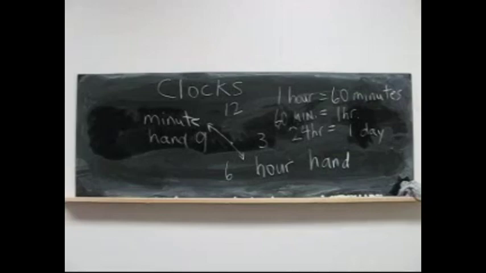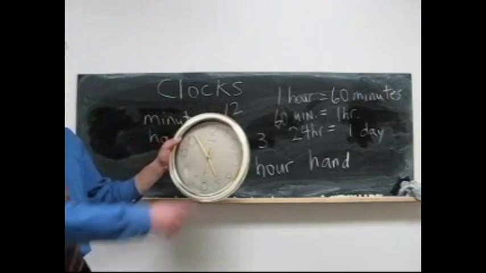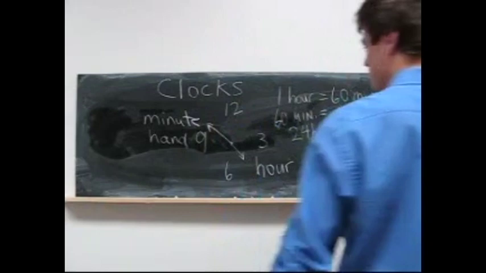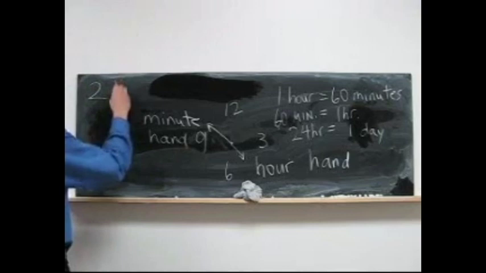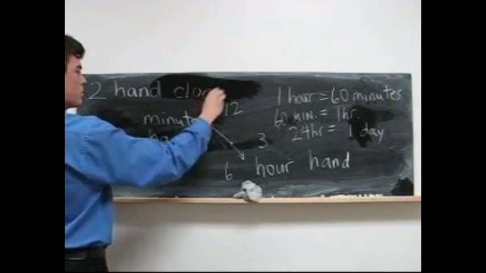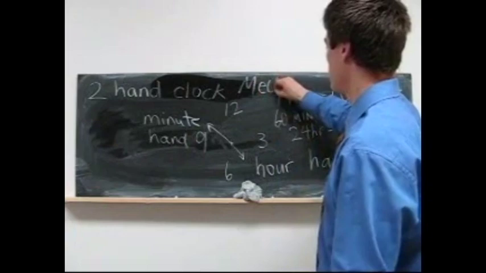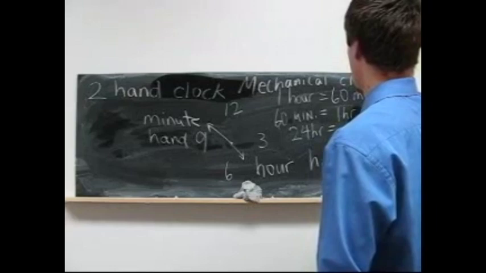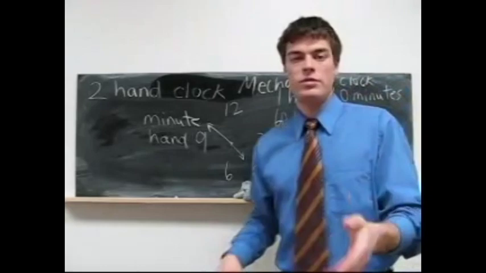So that is the two-handed clock, the two-hand clock, or mechanical clock. Let me write that for you. So we call it two-hand clock. Or mechanical clock. Okay? Now we have different types of clocks.